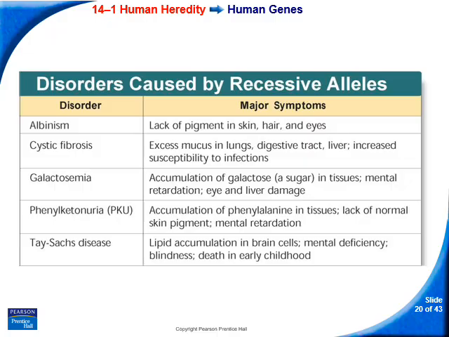And then, of course, your Tay-Sachs disease, which is accumulation of lipid in the brain cells. And this can result in mental deficiency, blindness, and even death in early childhood. These are all disorders caused by recessive alleles. You need to have two forms of the same recessive allele so that you will present the phenotype of these disorders. But the disorders that are actually dominant in nature are more critical.